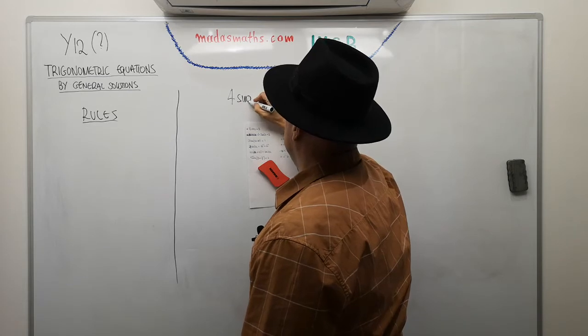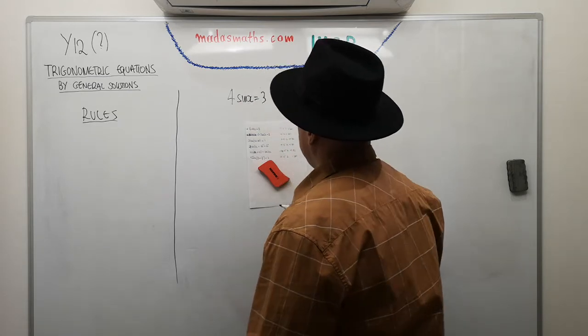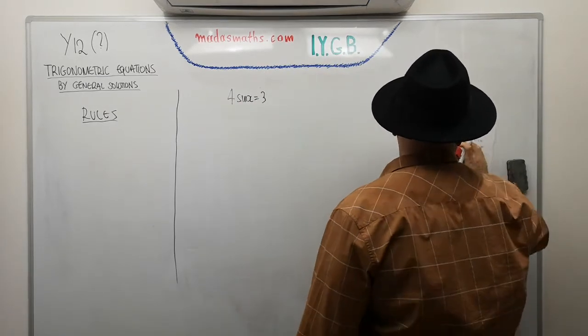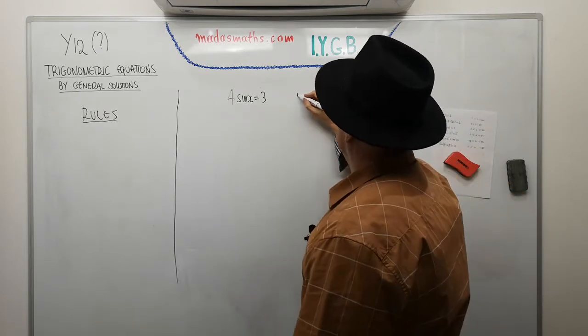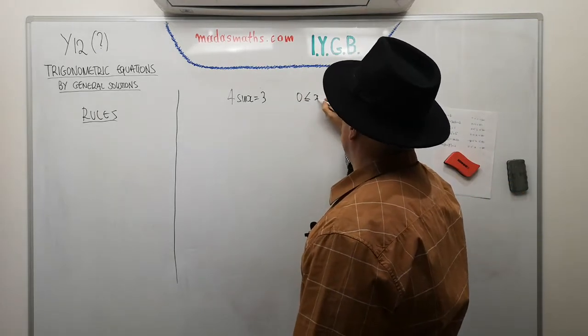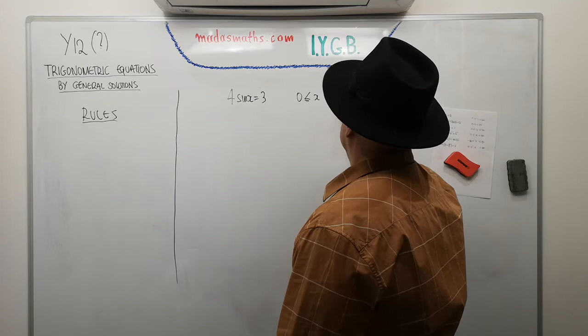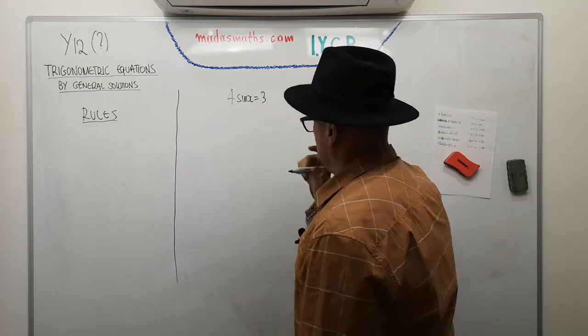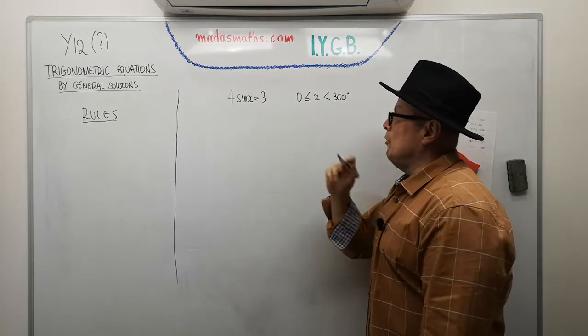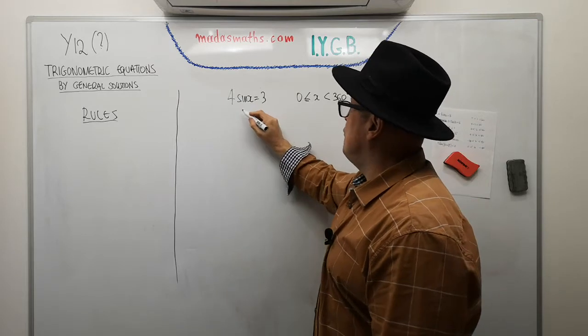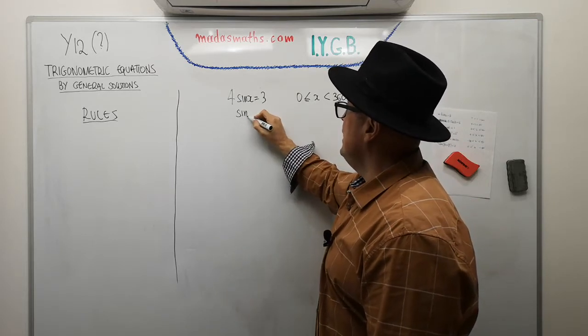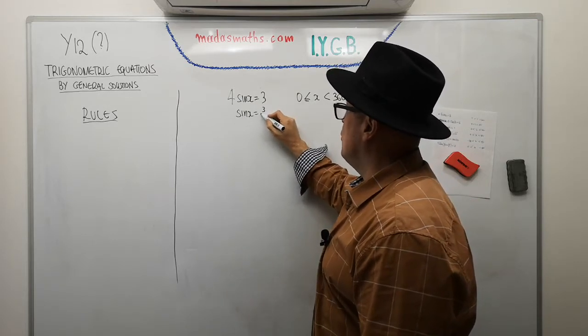4 times the sine of x is equal to 3. And we want to solve this trigonometric equation in the interval 0 to 360, the most common interval in degrees. Okay, where do I start? Well, first of all, let's divide by the 4 in front of the sine. So the sine of x is equal to 3/4.